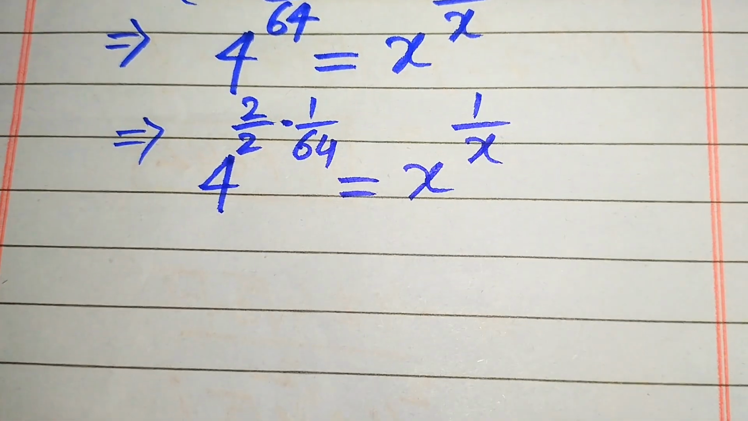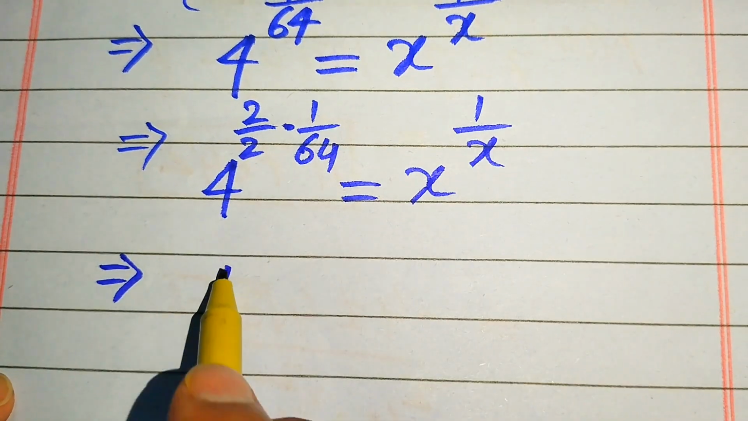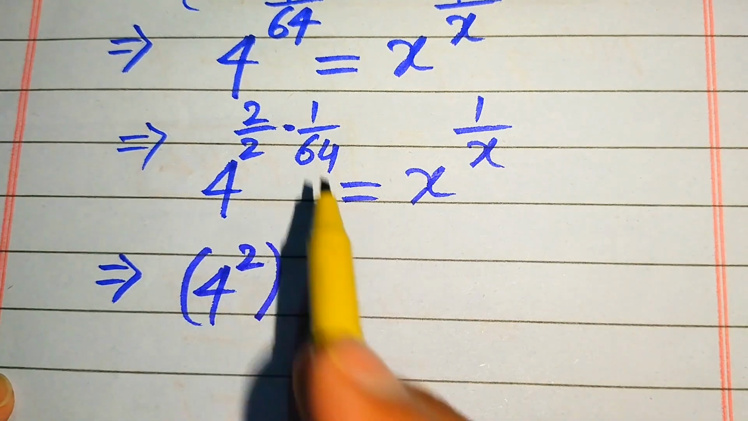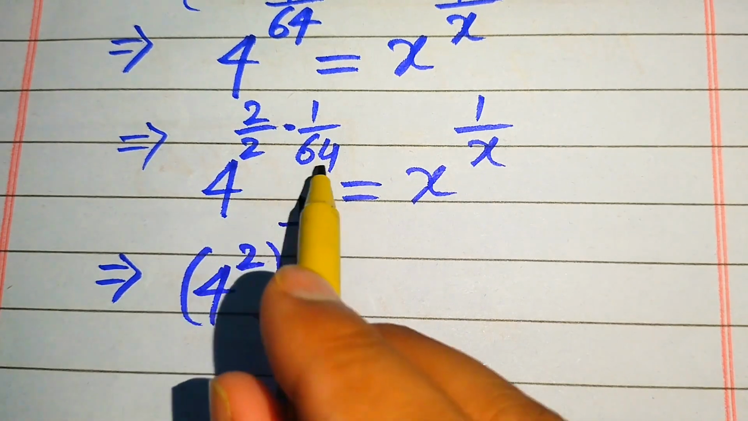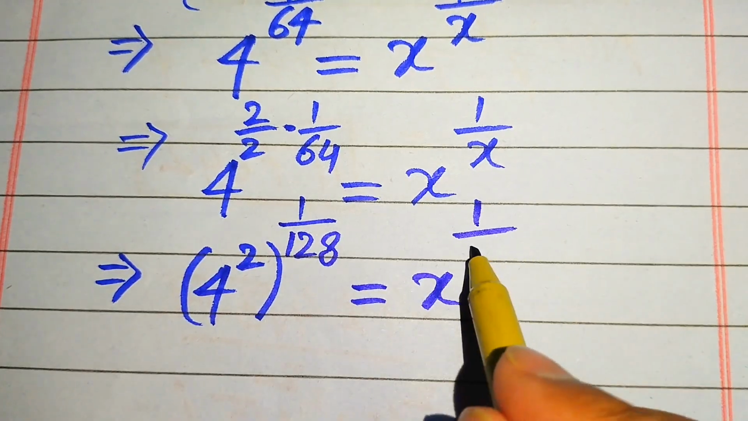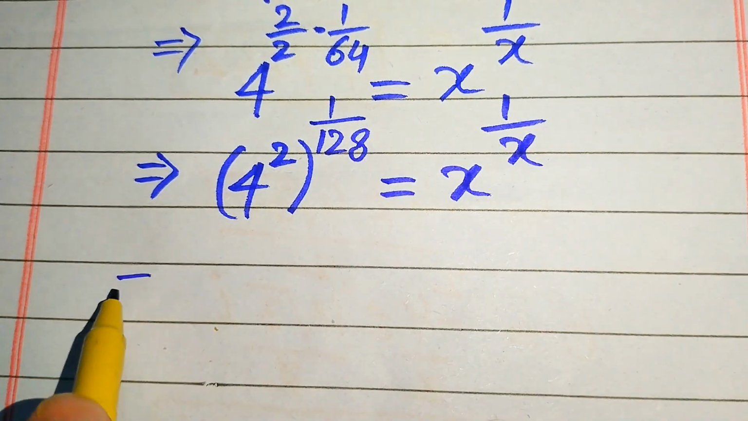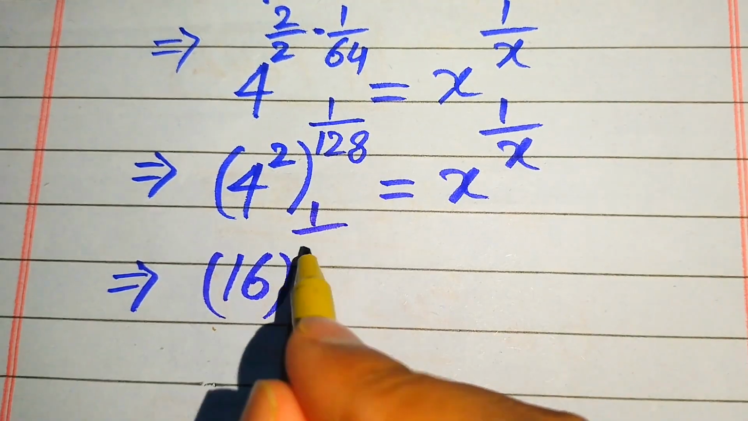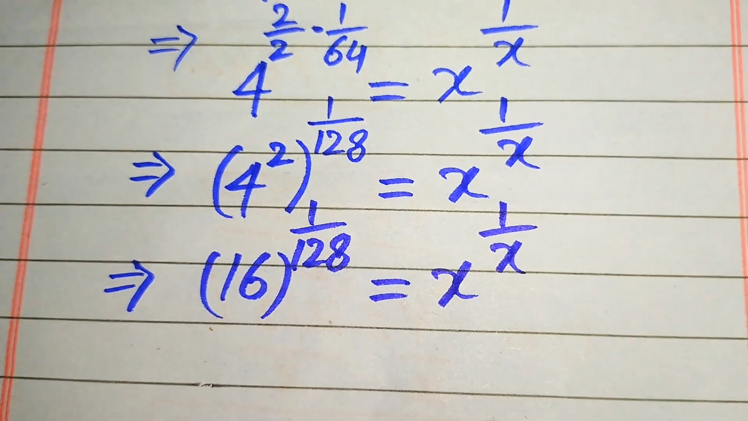So here, by using the above exponent rule, we move the term 2 inside, and we write it as 4 squared, and its whole exponent is, we multiply this 2 with this 64, and it will be written as 1 divided by 2 times 64, which becomes 128, is equal to x to the power of 1 over x. And further in the next step, you see here this 4 squared becomes 16, and its whole exponent is 1 over 128 is equal to x to the power of 1 over x.